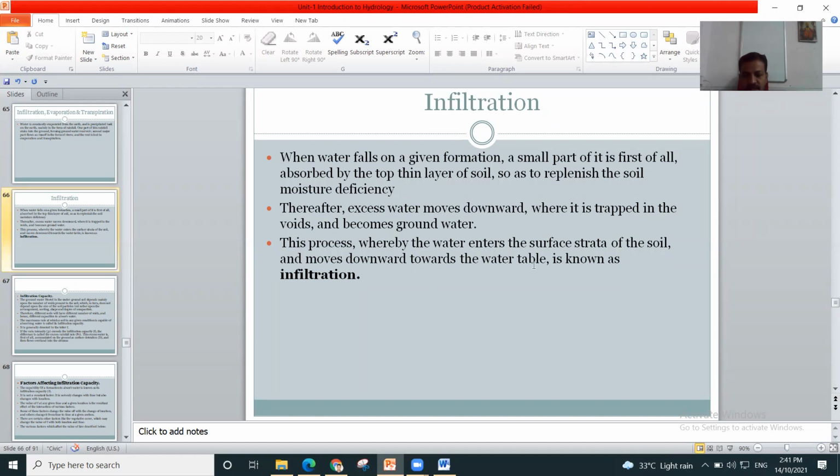So this process of entering of water is known as infiltration. It continuously moves downward. It seeps down and it will reach up to the groundwater table.